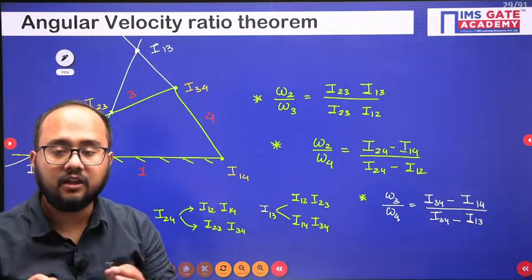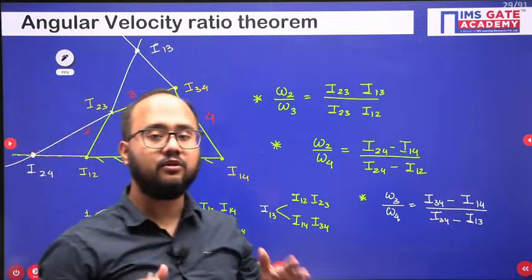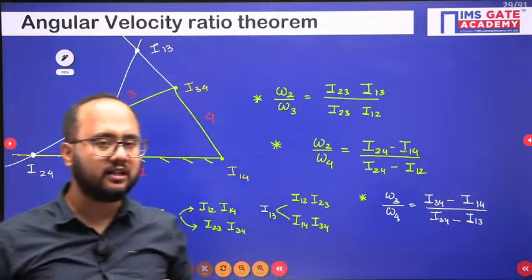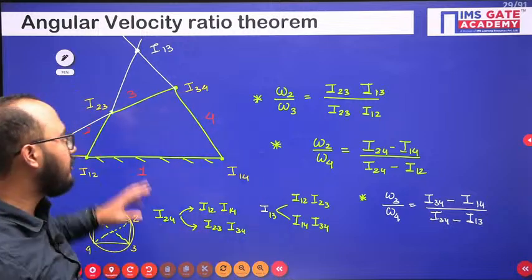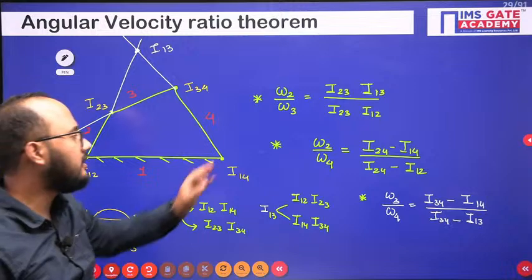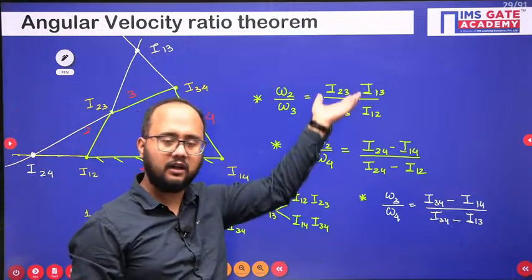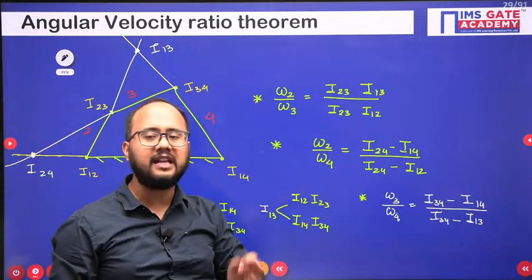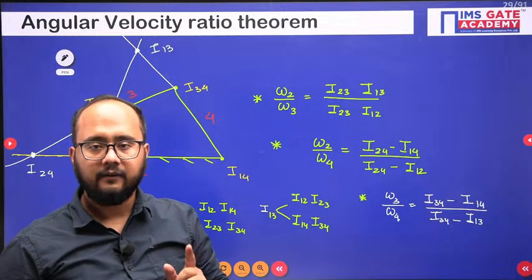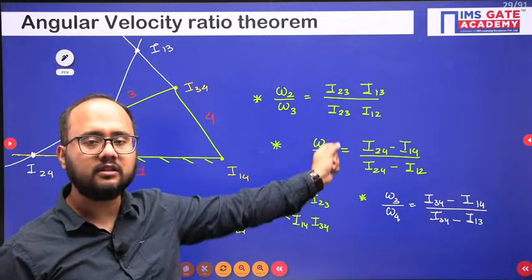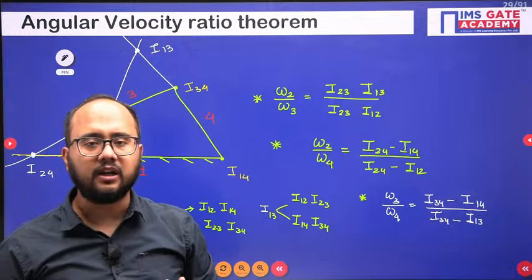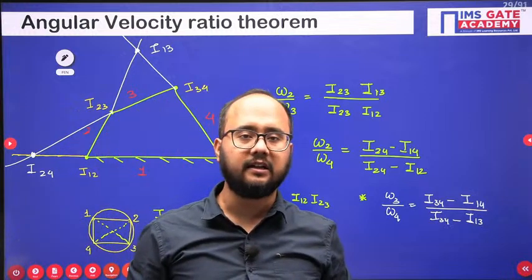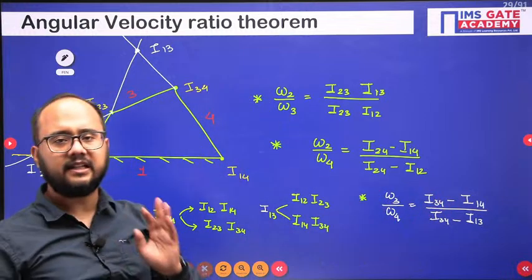And I am telling you, if you see the previous year questions on four-bar mechanism, the first thing that we need to do is locate the I-centers. Then out of these ratios, you will get the answer very easily. Once you have located the I-centers, using these relations you will get the answer very quickly. No need to draw any velocity diagrams. With this approach, you will get the answer very easily.